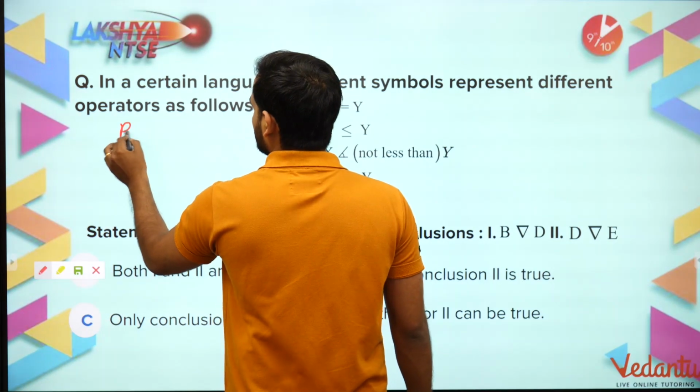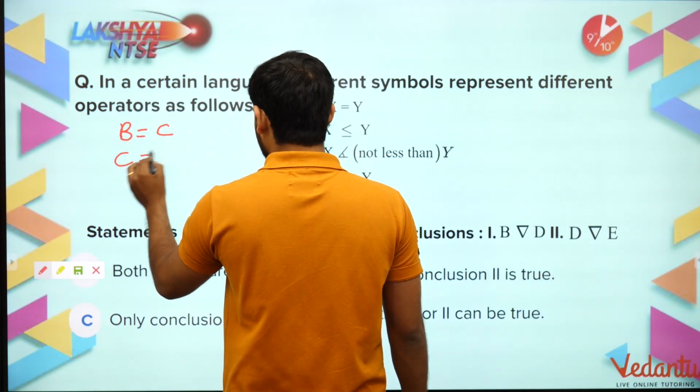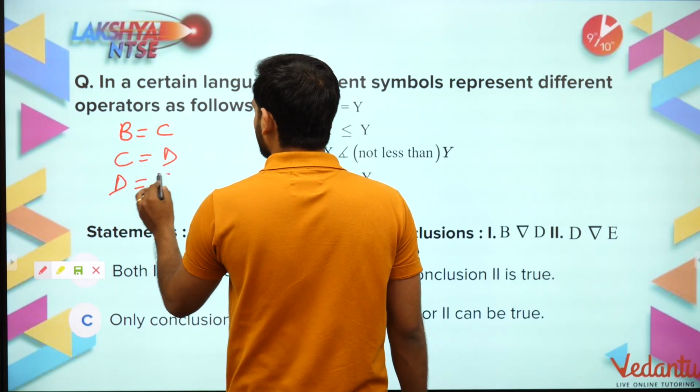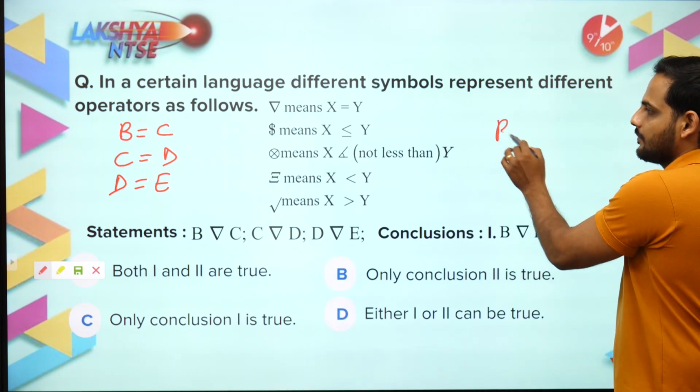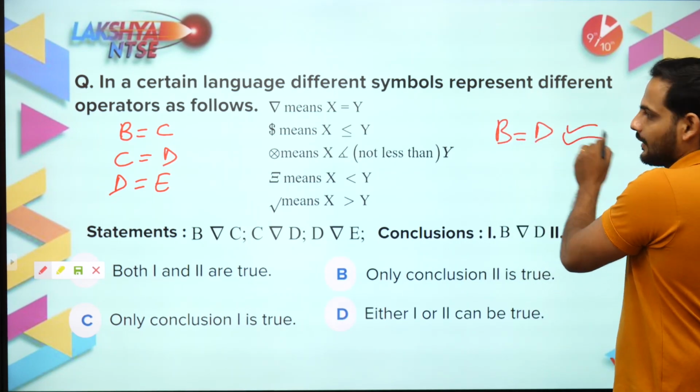What they are saying? B is equal to C, C is equal to D, and D is equal to E. And the conclusion, first thing, B is equal to D. Can I say B is equal to D? Yes, sure. All are equal to each other, right?